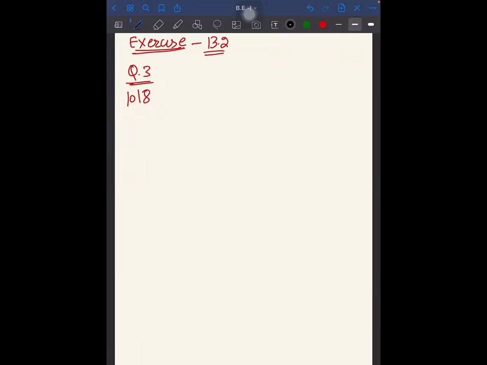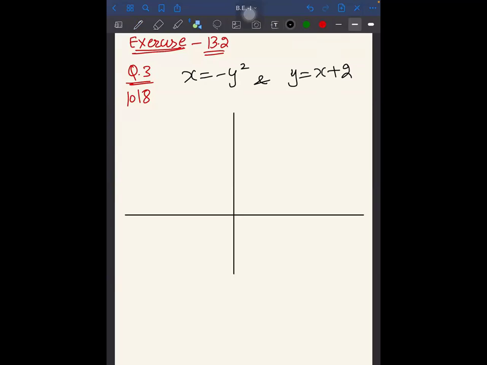The area in between x equals minus y square and y equals x plus 2. Are you with me? First of all, we'll construct the curves, and then we'll calculate those limits. If you put x equal to 0, y becomes 2, and if you put y equal to 0, x becomes minus 2. So these are the points.